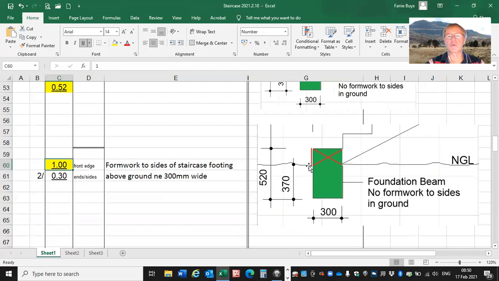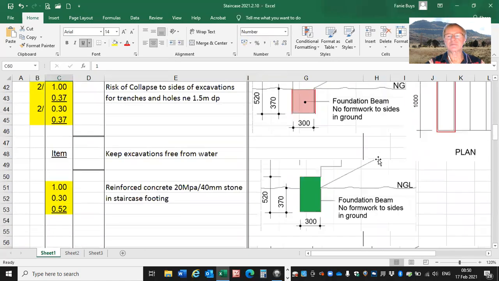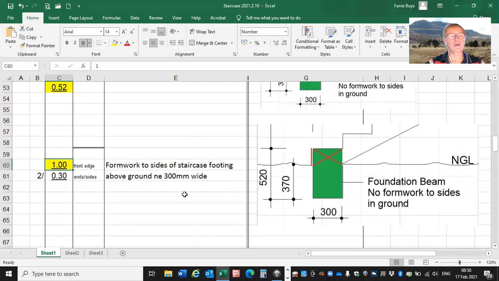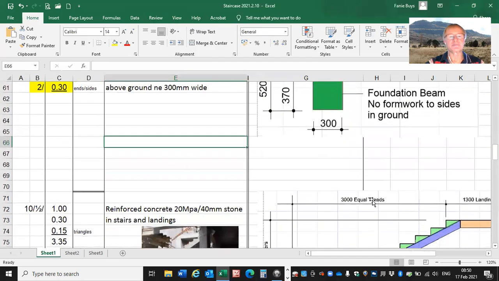So we only need formwork to the front edge of the foundation beam as well as the 2 sides. In other words, we need formwork there, we need formwork there, and we need formwork that area there. So there is the 0.3. It is for that length, and there are 2 ends that we need formwork as just explained.